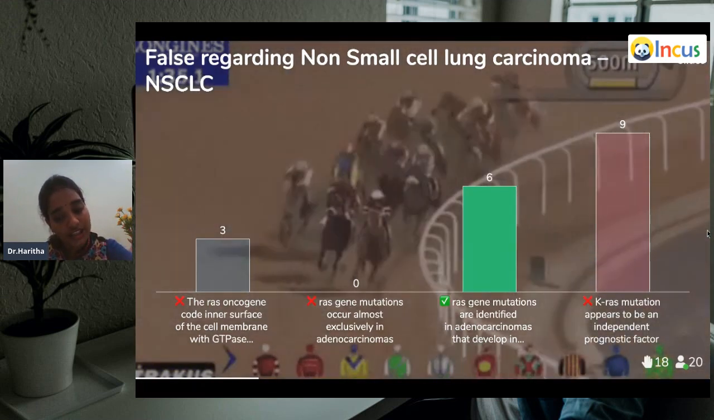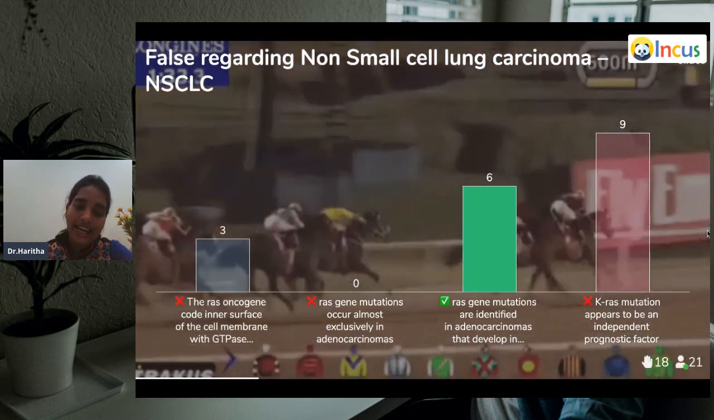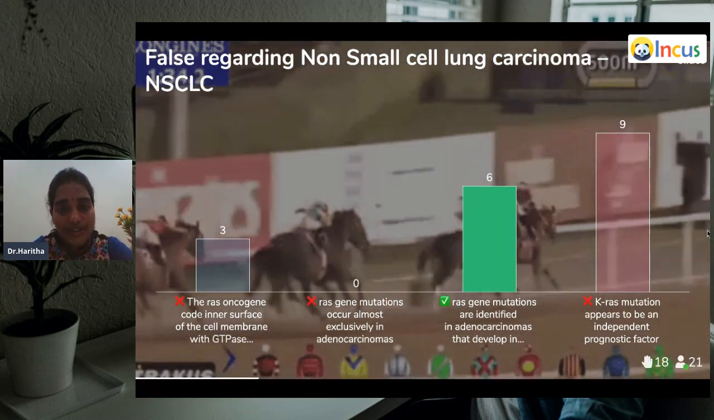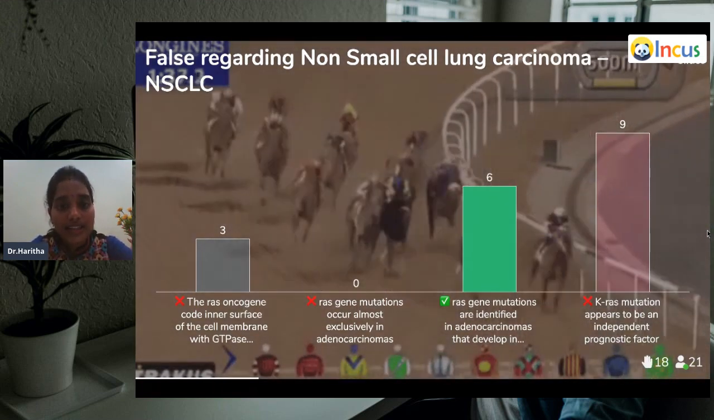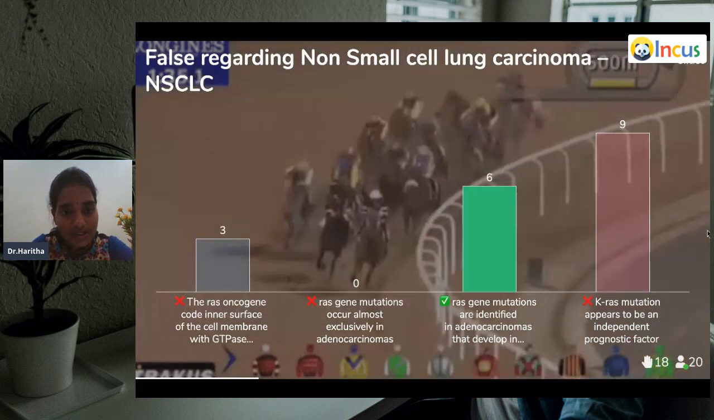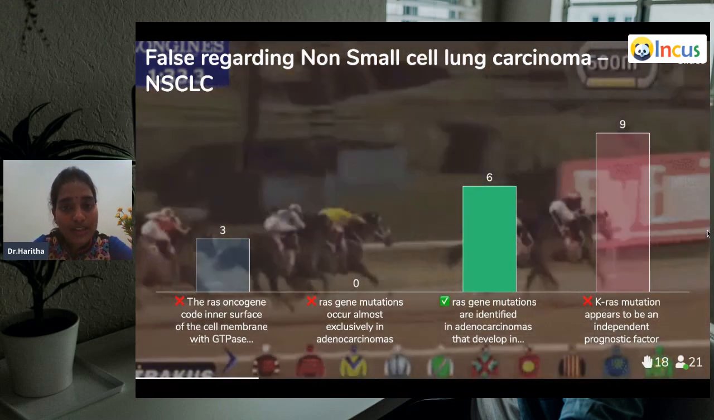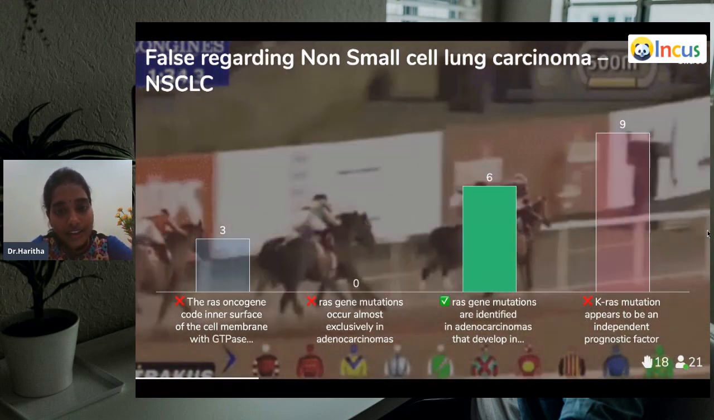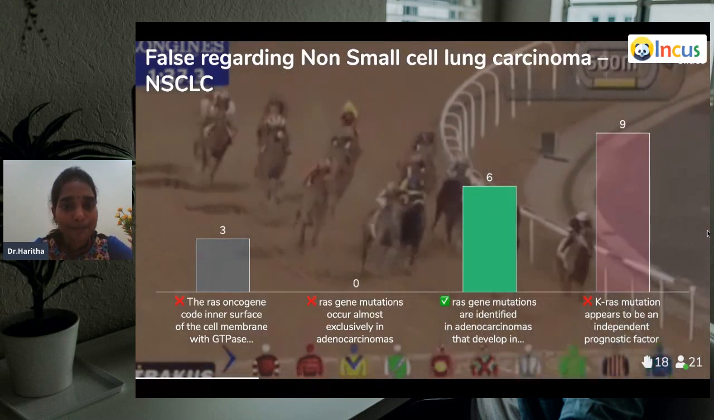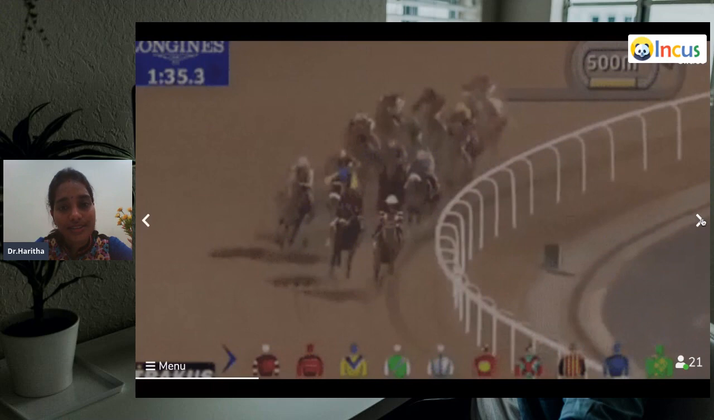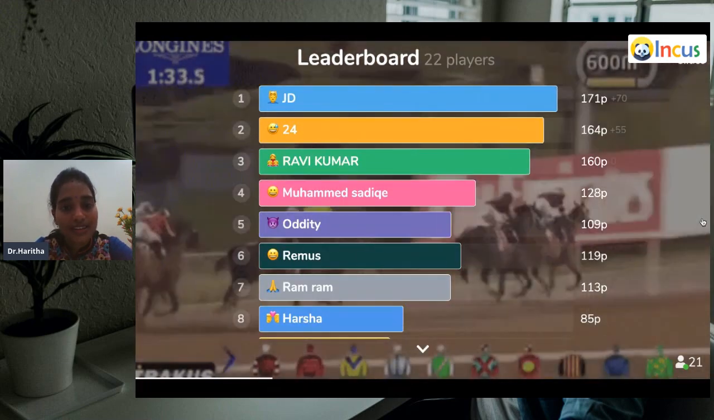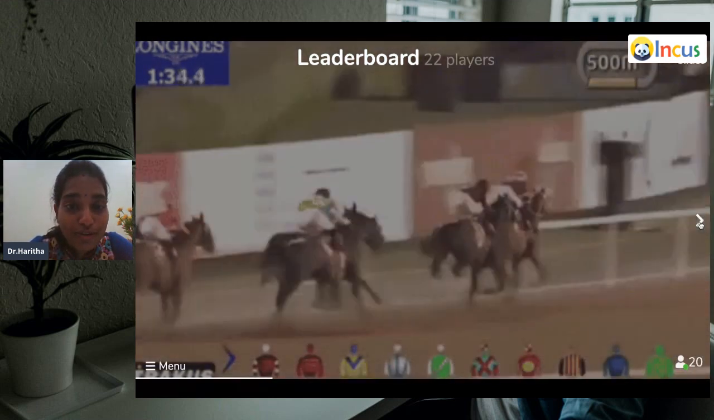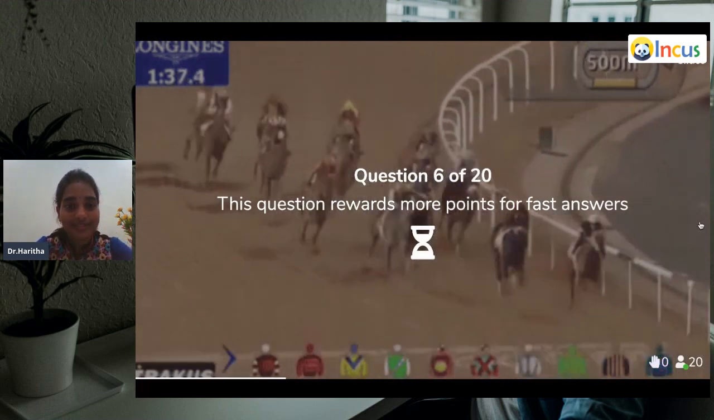Other than these, maybe you must be thinking what other mutations are there. You can see the c-MYC gene, retinoblastoma, P53, and c-RAS. So you have these mutated oncogenes which are responsible for small cell, non-small cell lung carcinomas. So these RAS mutations are seen in smokers and in adenocarcinomas. That's it. So it occurs in almost all sorts of adenocarcinomas. Yes, JD, good. 24, Ravi Kumar, Muhammad Sadiq, good.